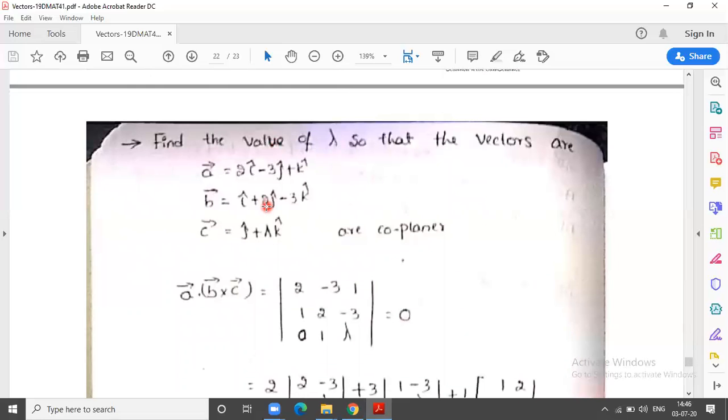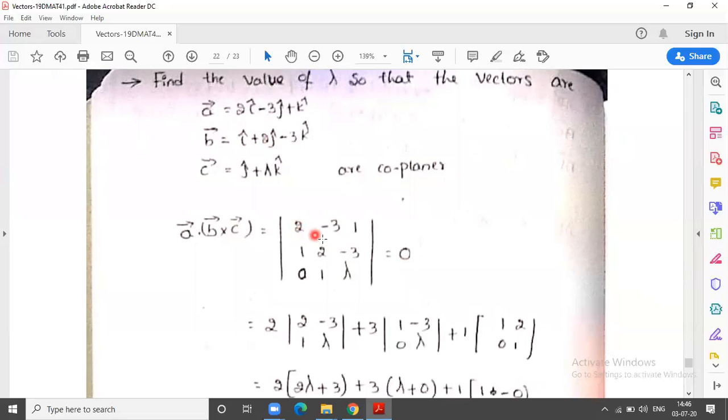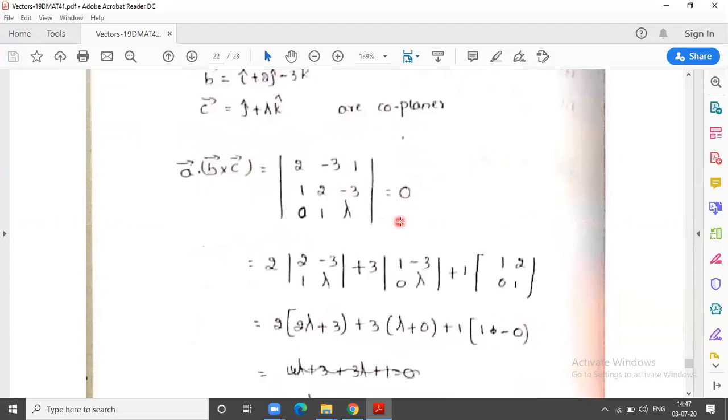We know that any three vectors are coplanar if their scalar triple product is 0. So by equating this scalar triple product to 0, we can find the value of lambda. So find A dot (B cross C). The first row is 2, -3, 1, the second is 1, 2, -3, and here there is no i component in C, so note it as 0, 1, lambda. Simply equate it to 0.